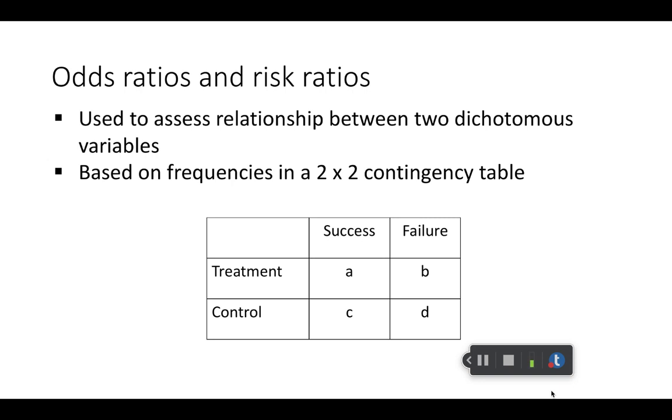So odds ratios and risk ratios are used to assess the relationship between two dichotomous variables based on frequencies or counts of observations in a 2x2 contingency table. So here is a 2x2 contingency table. It has two variables, each with two categories. So one variable is outcome, and its categories are success or failure. The other variable is the kind of treatment that the individual received, and its values are treatment or control. This is the basic setup for calculating both odds ratios and risk ratios.